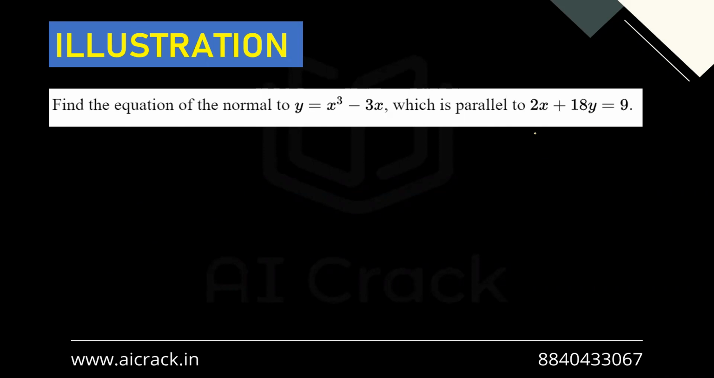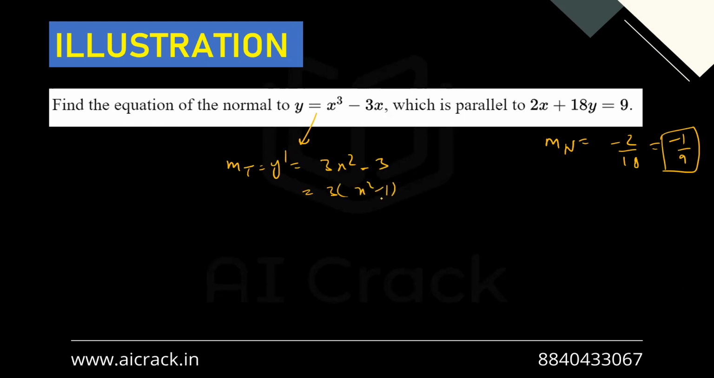Now let's try to find the slope with the help of this equation, 2x plus 18y equals 9. So over here, m normal would be minus 2 by 18. That would be minus 1 by 9. This is our m normal. Now let's try to differentiate. Basically, we'll be finding the m tangent and m normal from here. So m tangent would be basically y dash. That would be 3x square minus 3. That would give me 3 times x square minus 1. So this is our m tangent.